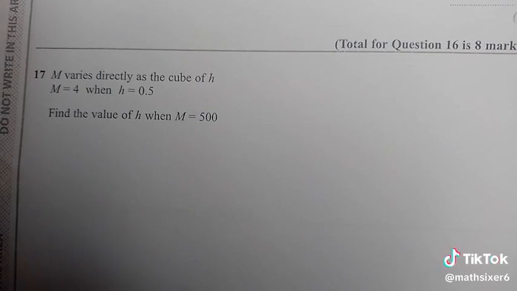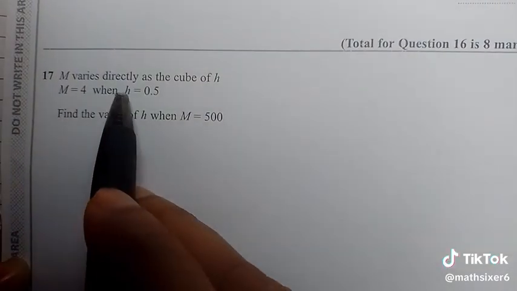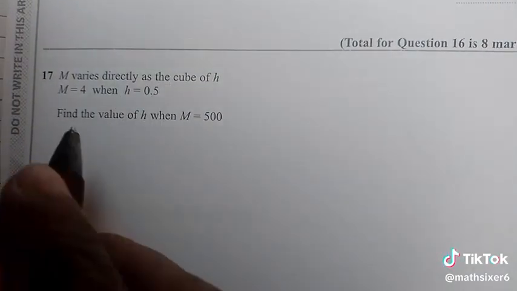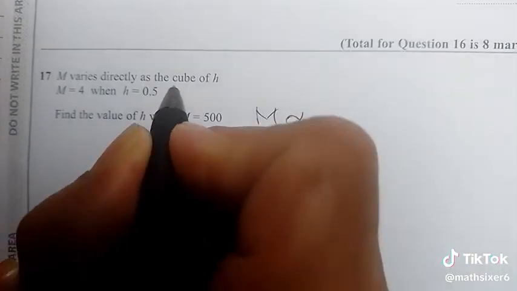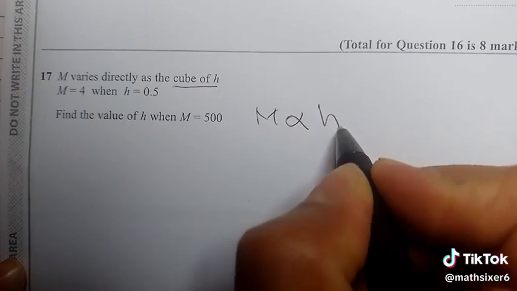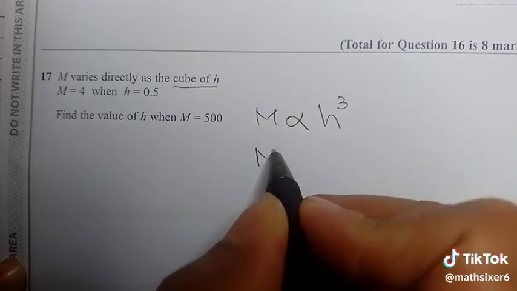Dear students, so this is another question. It says m varies directly as the cube of h. What does that mean? So we're going to write down first m is directly proportional to the cube of h. How are we going to convert this proportional sign?